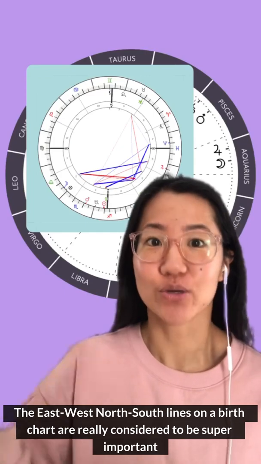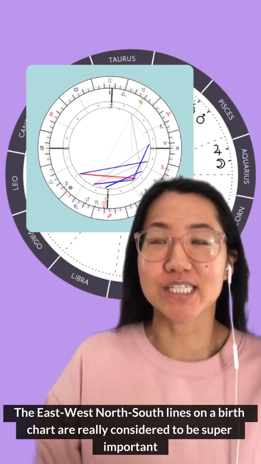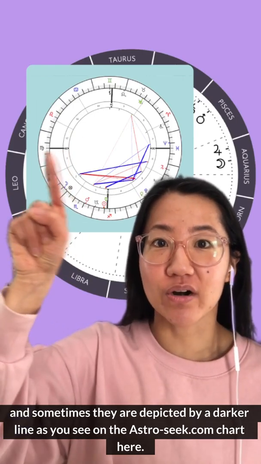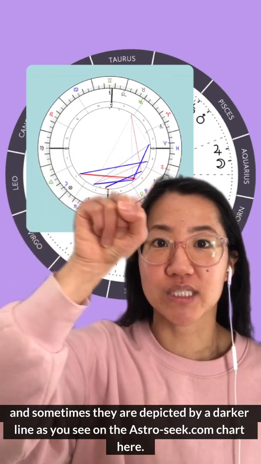The east, west, north, south lines on a birth chart are really considered to be super important. And sometimes they are depicted by a darker line, as you see on the astrology chart here.